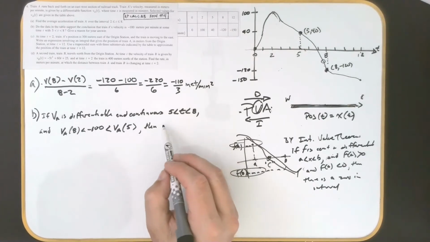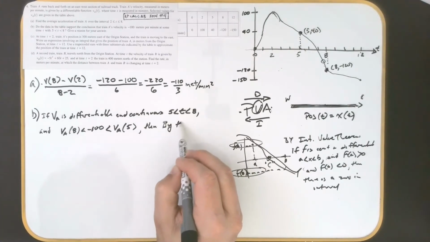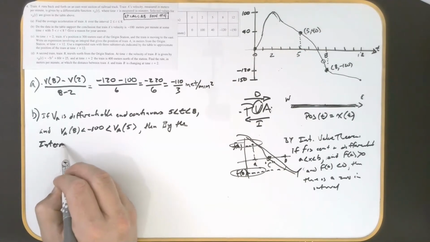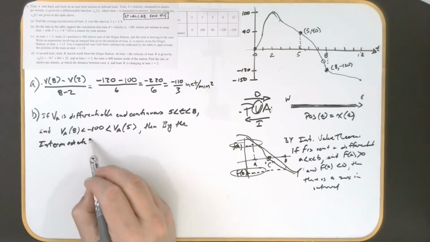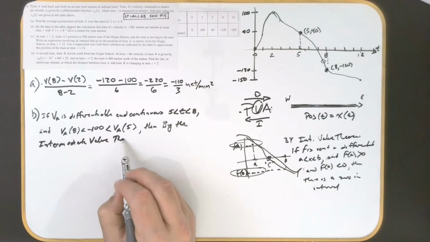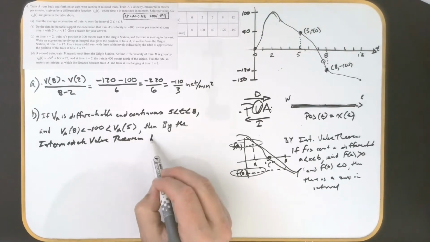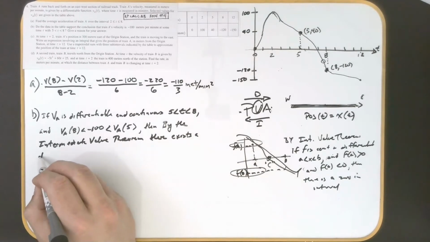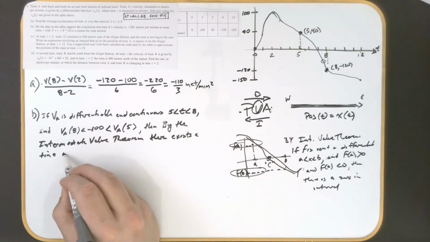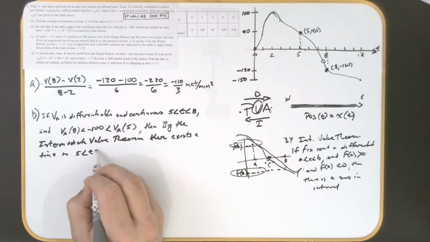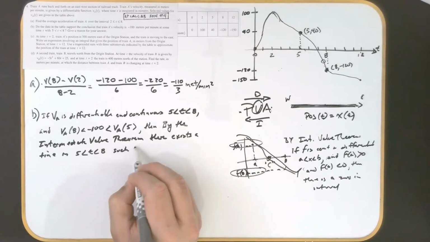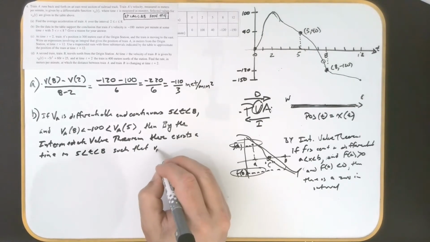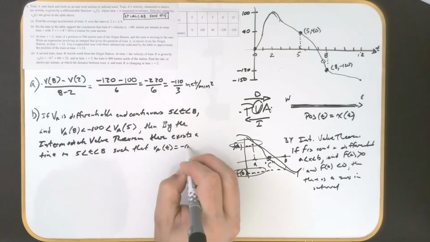then by the intermediate value theorem, there exists a time in the interval 5 less than t less than 8 such that v sub a of t is equal to negative 100.